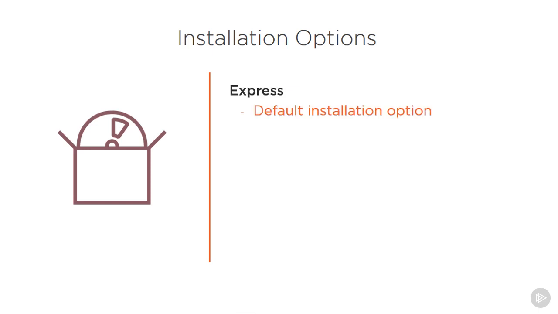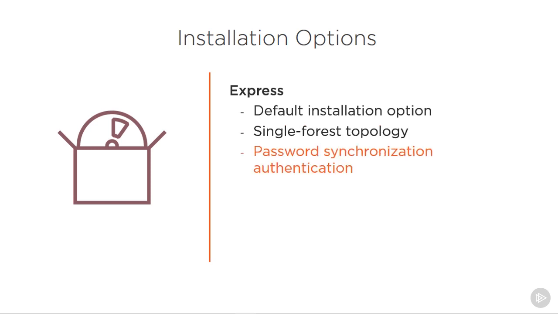Now under Express, this is your default installation option, and you're going to use this in a single forest topology, so nothing too complex. And this is going to configure password synchronization authentication. So it's pretty straightforward. You don't really need to do a lot. It's more a point, click, and install type of thing.